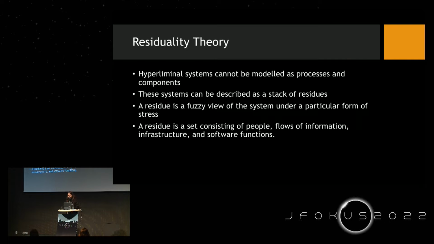And so residuality theory then says that hyperliminal systems, which we'll come to in a minute, can't be modeled as processes or components. We have to model these systems as a set of residues in order to be able to survive this huge amount of unknown stressors. And these systems are described as a stack of residues. And a residue is just a fuzzy view of the system under a particular form of stress. Generally, it consists of people, information flows, infrastructure, and software functions. But that's not that important.